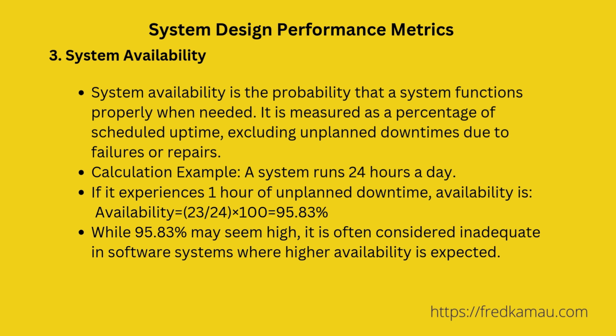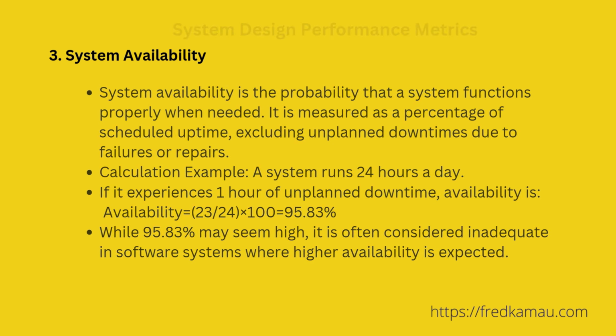So how do we calculate system availability? Let's assume that the scheduled uptime is 24 hours, but the system is unavailable for 1 hour. So we can calculate availability by the scheduled uptime minus the downtime divided by the scheduled uptime times 100, which gives 95.83%. This might seem like a high score, but in systems, 95.83% availability is not good as shown in this table.